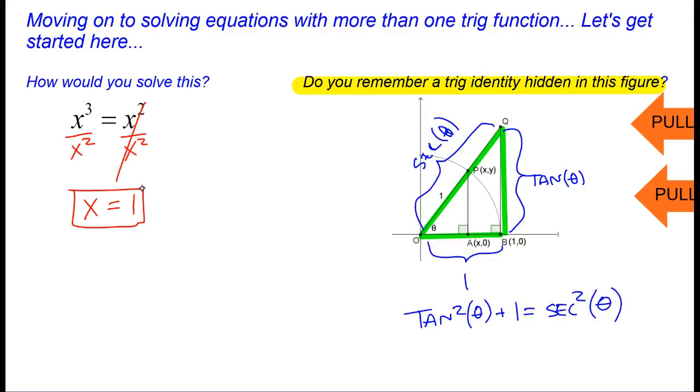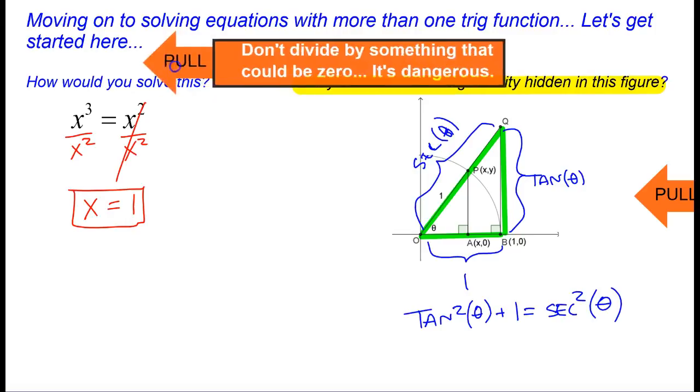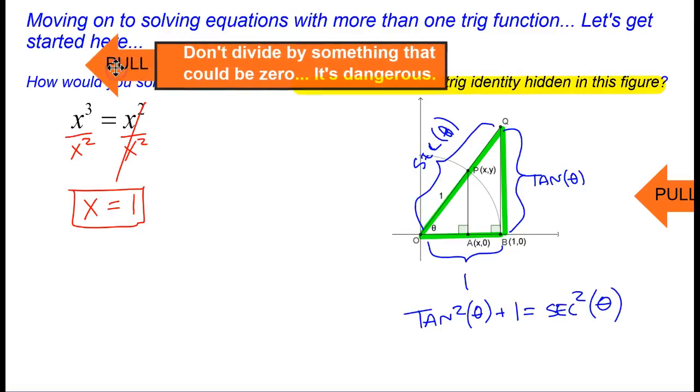Unfortunately, you committed a fatal error. So I am going to bring out my friend the pull tab to show us what that fatal error is. Don't ever divide by something that could be 0. It's downright dangerous. We divided by x squared here in this equation. What if x squared is 0? We divided by 0, and that's completely illegal.